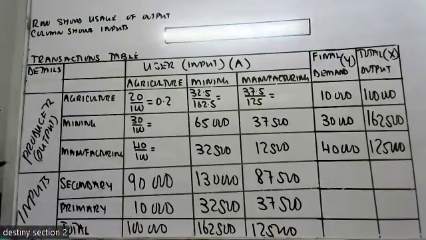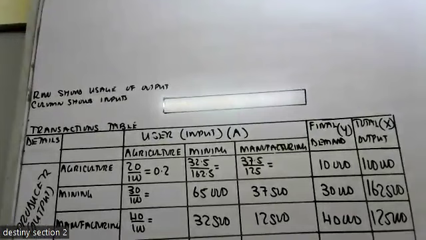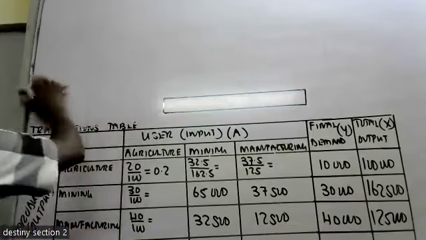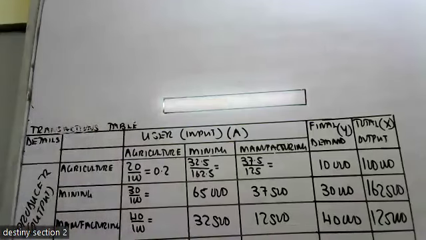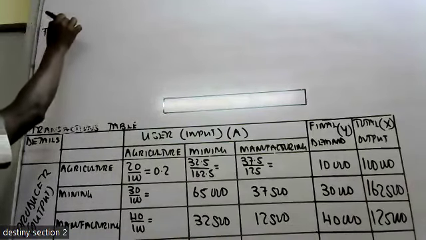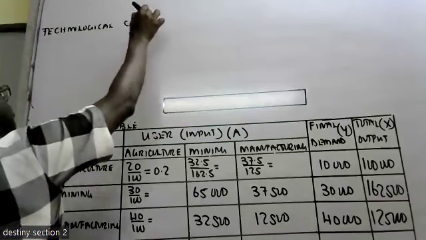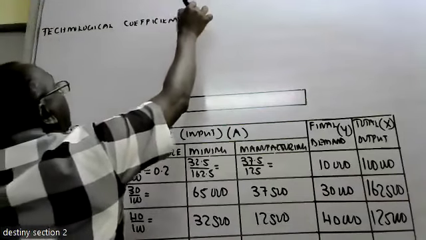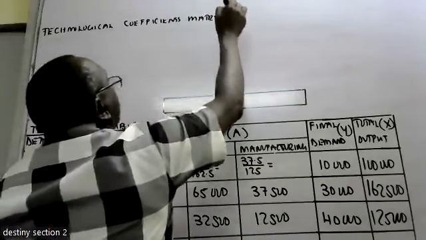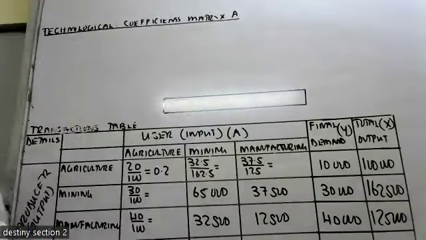Tumeelewa hiyo arrangement? So kama tumeelewa, I want us to draw below that, you draw something called technological coefficients matrix A.